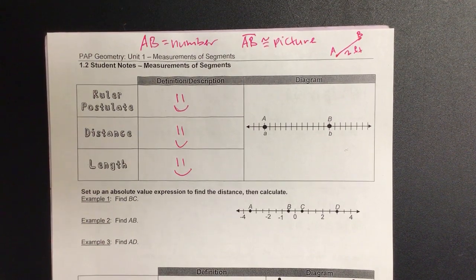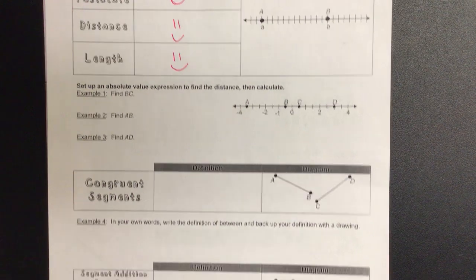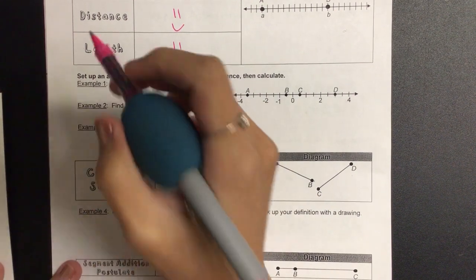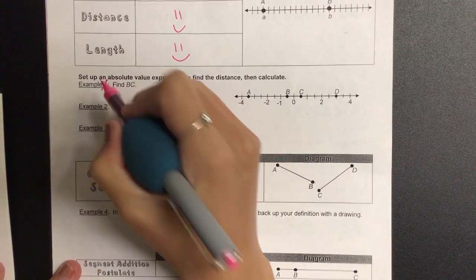Jake, let's read the instruction above number 1. Set up absolute value expression to find the distance, then calculate. So there's a fancy way of going with the absolute value. I'm going to take the norm, okay? So let's go on to number 2.